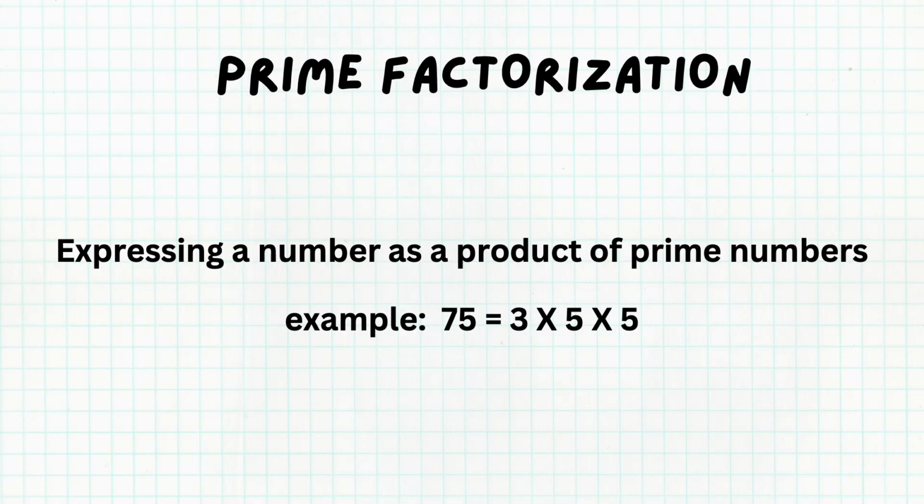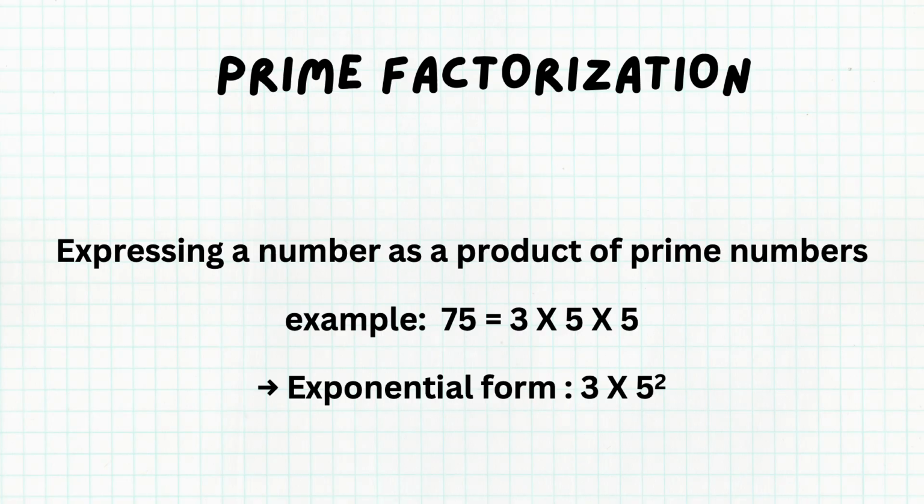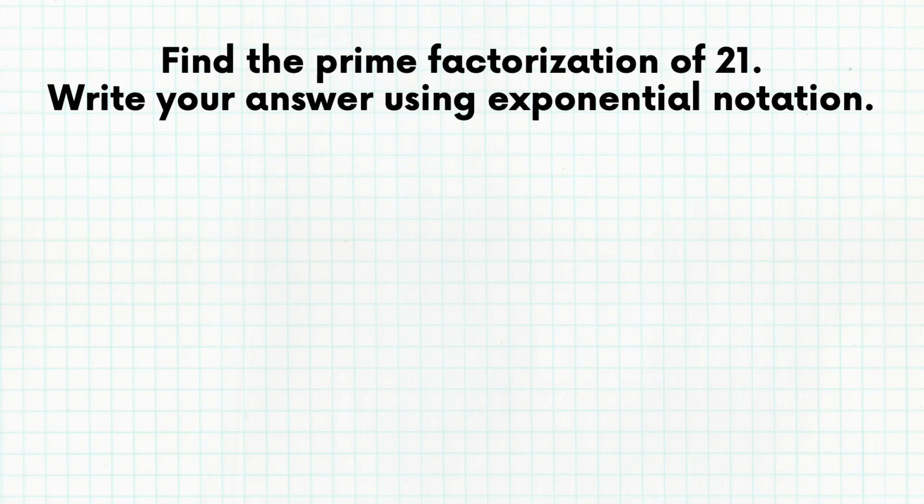Now that we understand prime numbers, let's talk about prime factorization. Prime factorization means breaking a number down into a product of only prime numbers. For example, let's take the number 75. 75 we can divide by 3, and we have 25 here, and 25 we can divide by the prime number 5 times 5. So 75 equals 3 times 5 times 5, and we can write this using exponential notation, 3 times 5 to the second power. Pretty easy, right? Let's try another one.